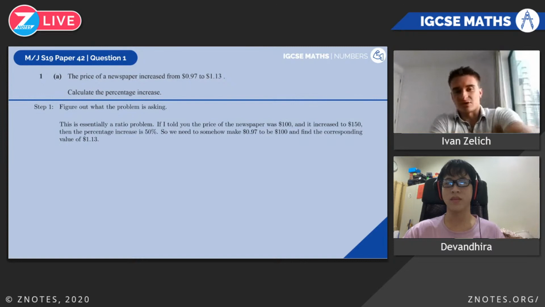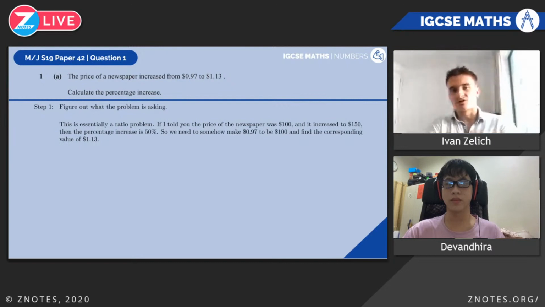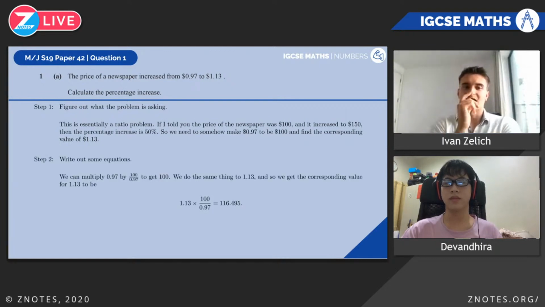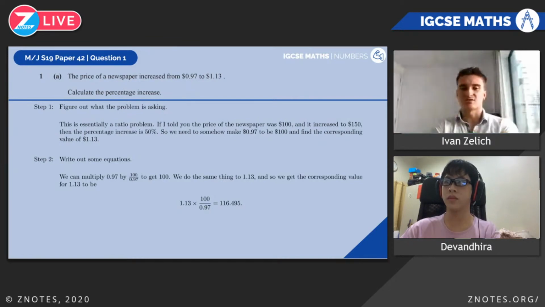And I've given an example here. If instead I told you the newspaper was $100 and it increased to $150, then the percentage increase would be 50%. So our strategy will be to make 0.97 be 100 and then find the corresponding value of 1.13. To do that, we're going to multiply everything by 100 on 0.97. So 0.97 will go to 100 because we made it that way, and 1.13 will go to the corresponding value, which is 1.13 times 100 on 0.97, which is 116.495.